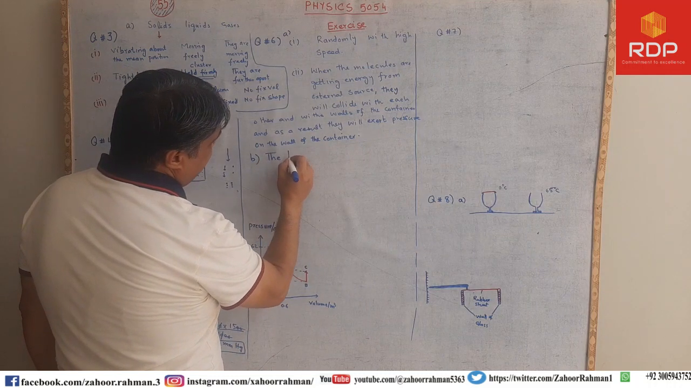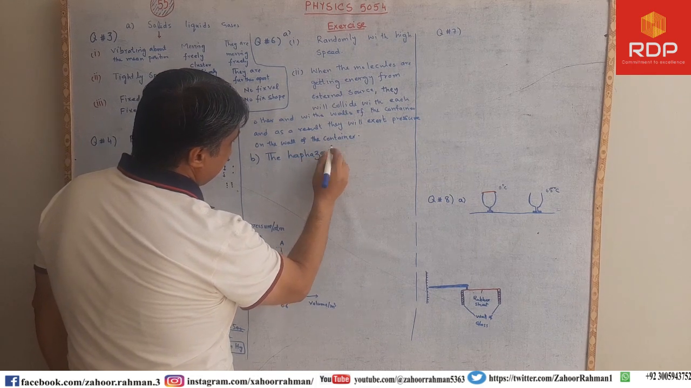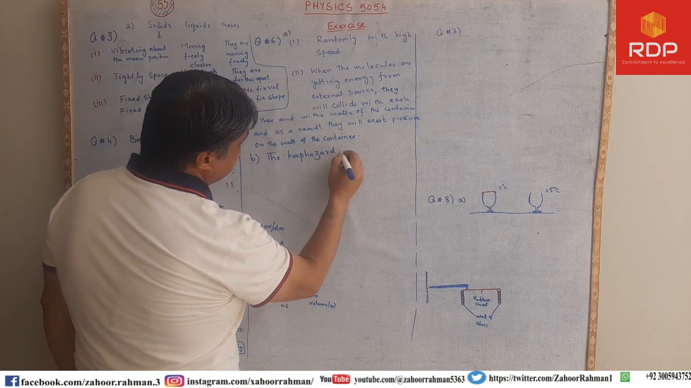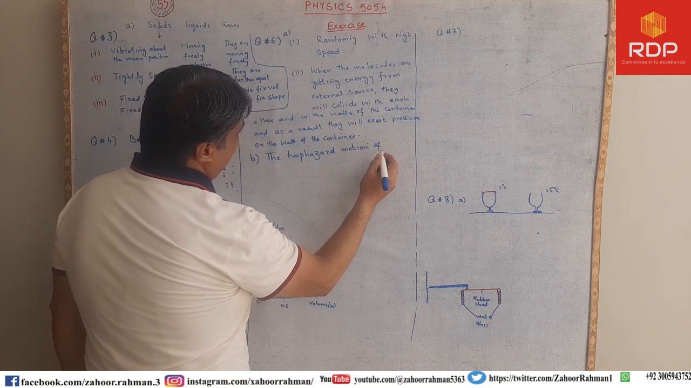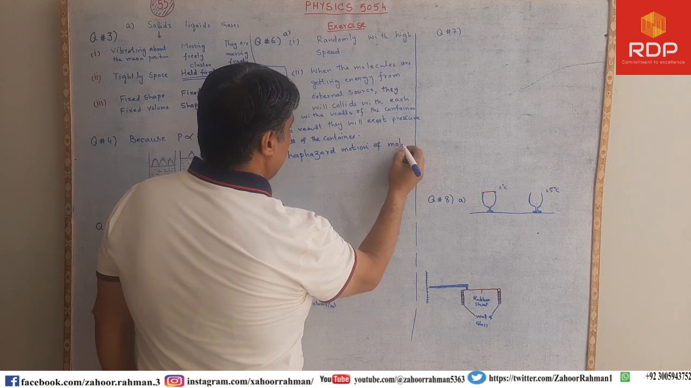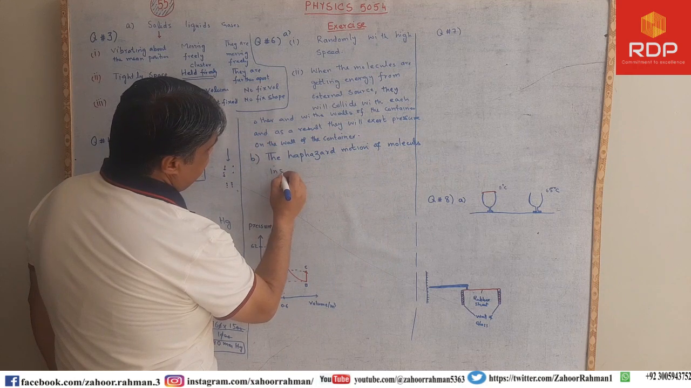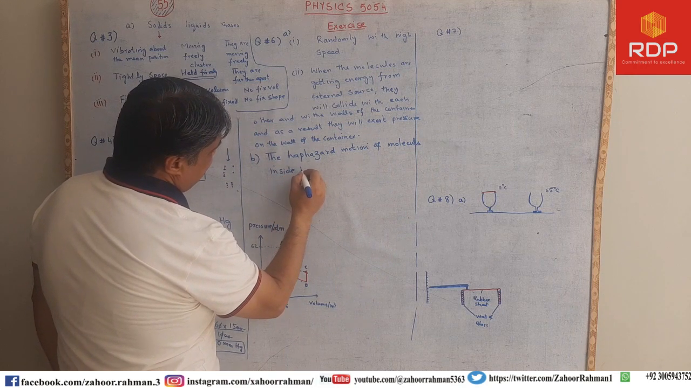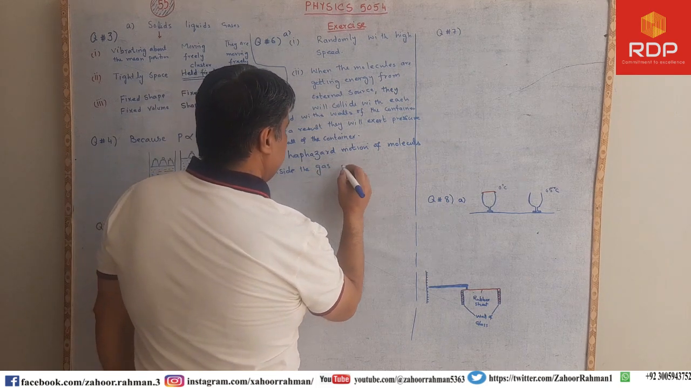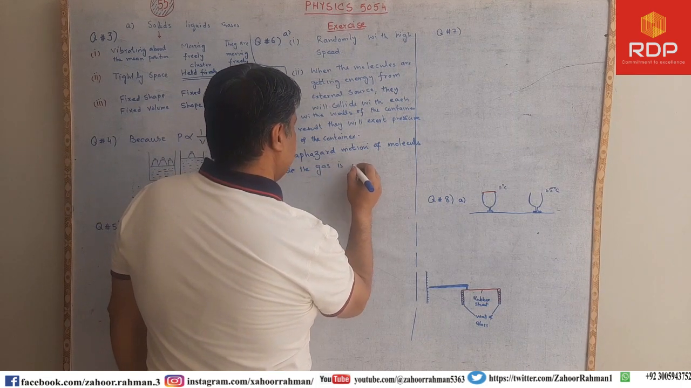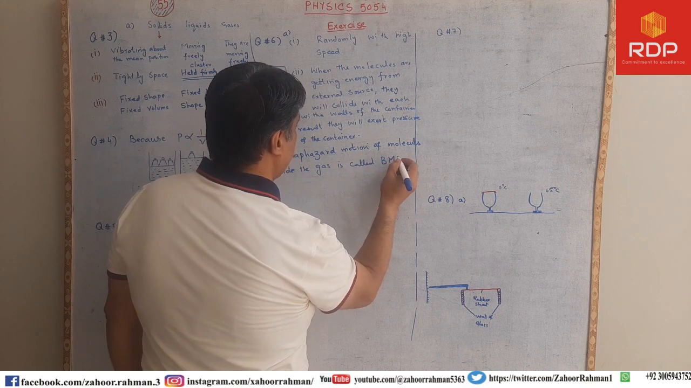The haphazard, that is random, motion of molecules inside the gas is called Brownian motion.